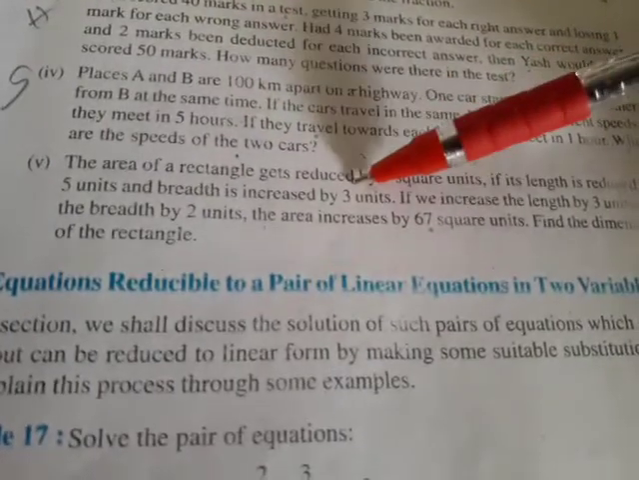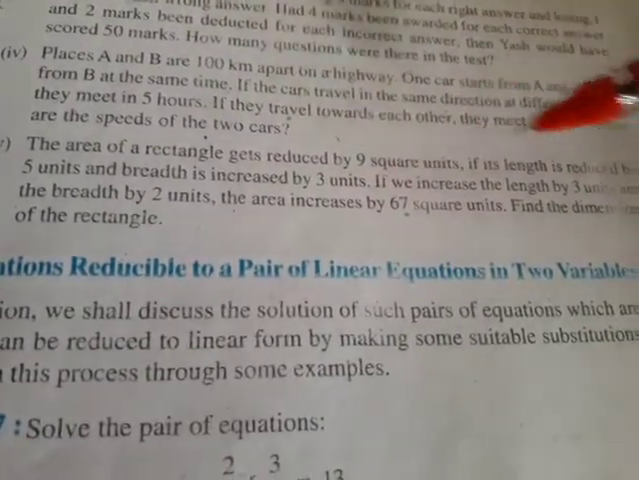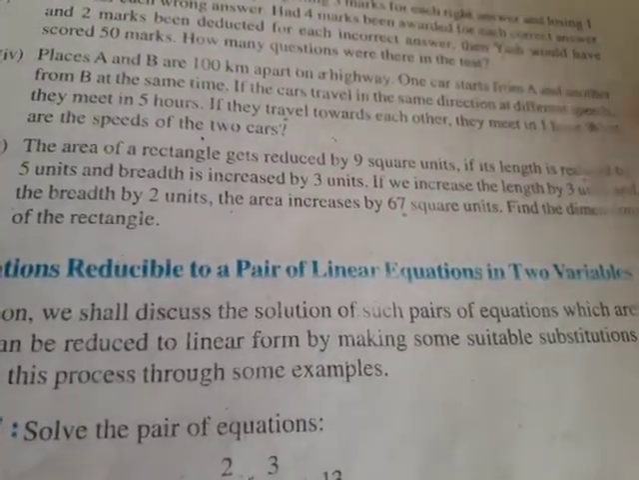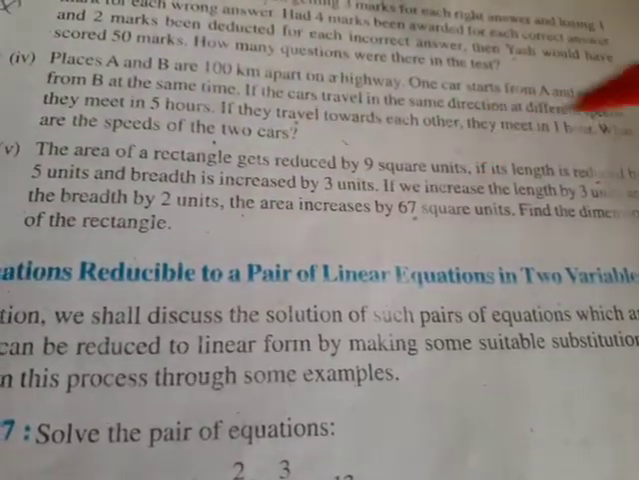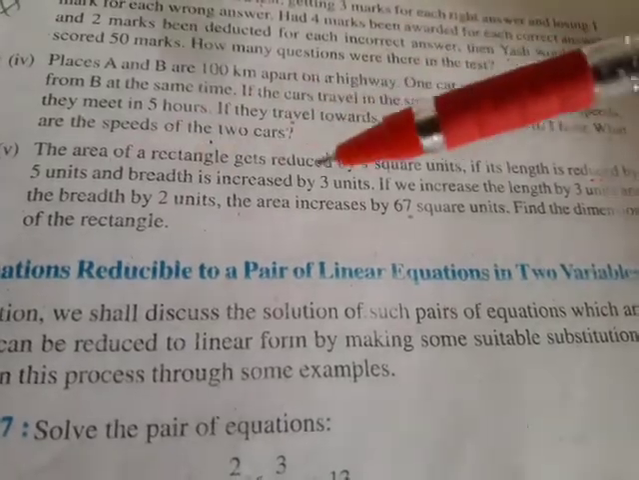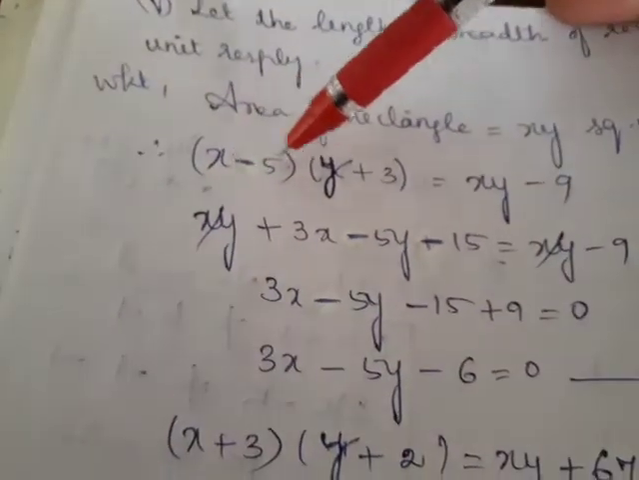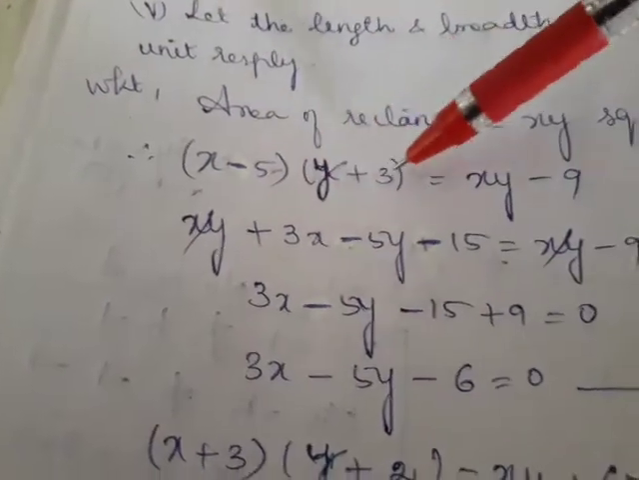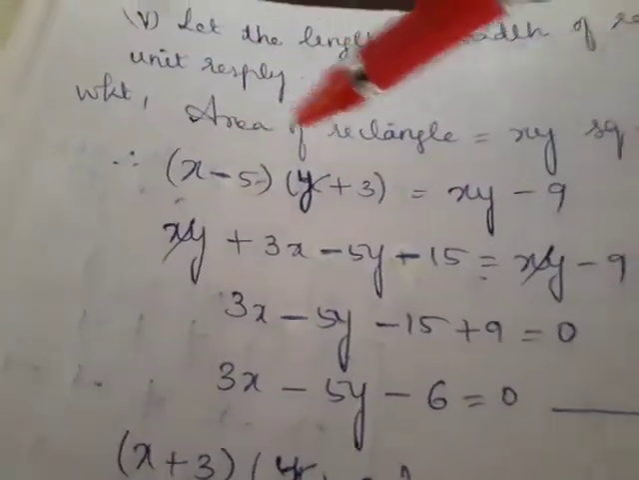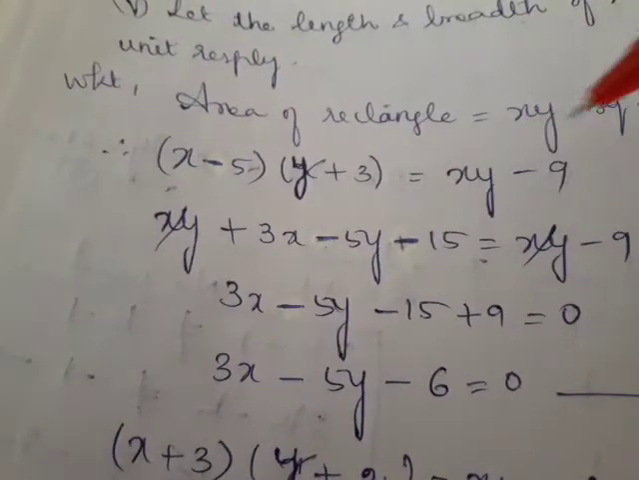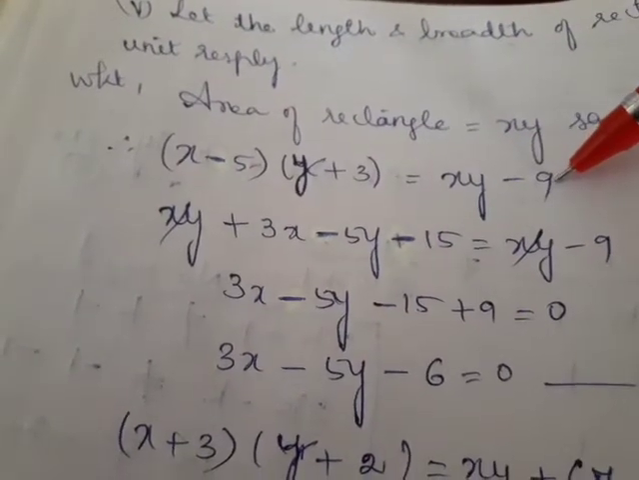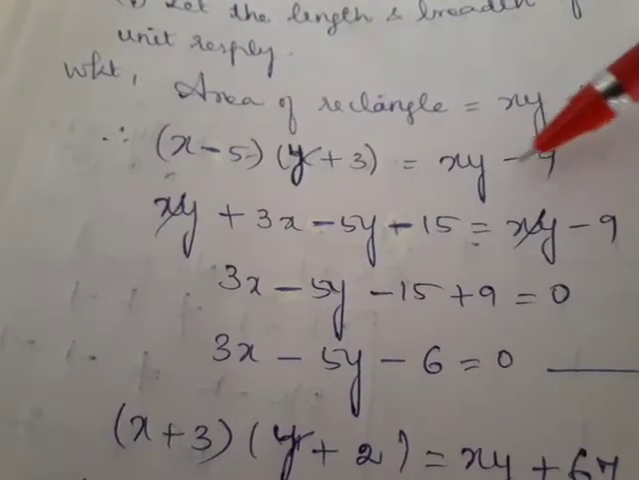Area gets reduced by 9 square units if length is reduced by 5 and breadth is increased by 3. Right? So length is decreased by 5 and breadth is increased by 3. So x minus 5, y plus 3. If you do this, the area reduces by 9. What is your actual area? xy. It reduces by 9.